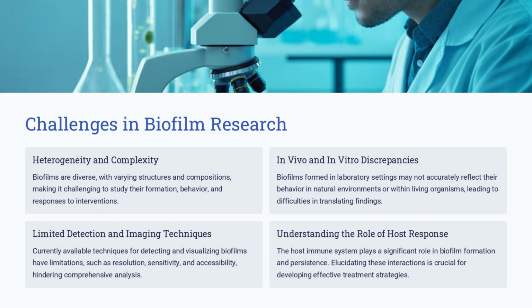Biofilms formed in lab settings may not accurately reflect their behavior in natural environments or within living organisms, making it difficult to translate findings. Current techniques for detecting and visualizing biofilms have limitations, such as resolution, sensitivity, and accessibility, hindering comprehensive analysis. The host immune system plays a crucial role in biofilm formation and persistence, and understanding these interactions is key for developing effective treatment strategies.